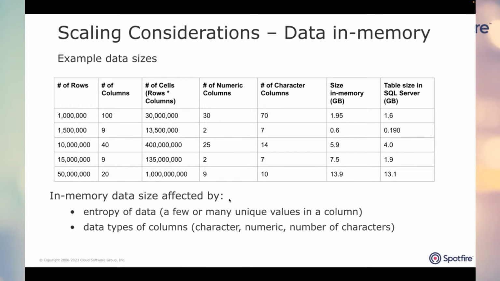The other thing is that Spotfire is really good at compressing data. So the entropy of the data really affects how much memory it takes. The entropy is how many unique values are in a column. If you have a lot of unique values in a column, that column is going to take up a lot more space than one with few unique values.